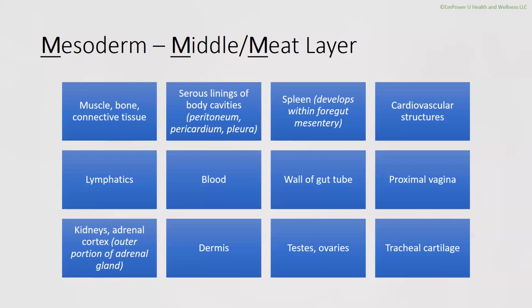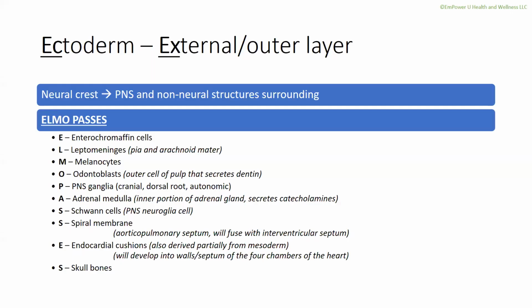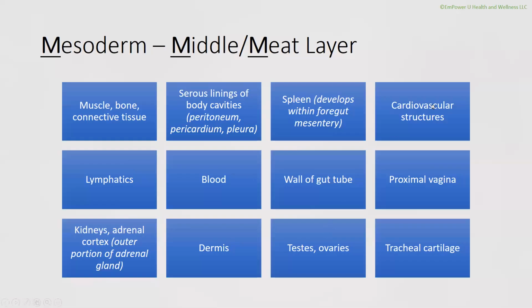Mesoderm is our middle layer, our meat layer. It's our muscle, our bone, our connective tissue. It's linings of body cavities. It's the spleen. It's other structures of the cardiovascular system that we didn't already talk about. So what is that? We talked about the aortopulmonary septum, which will be fused with the interventricular septum. We talked about the walls and the septum of the four chambers of the heart. So these two things are ecto. Other cardiovascular stuff is mesoderm, okay?